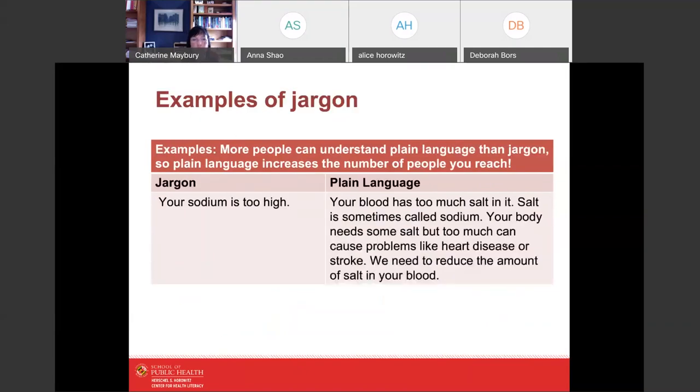Here's an example of jargon, saying your sodium's too high. If somebody's newly diagnosed with high blood pressure, they may not understand what that means. But if we were to write that in plain language, we would say your blood has too much salt in it. Salt is sometimes called sodium. Your blood needs some salt, but too much salt can cause problems like heart disease or stroke. We need to reduce the amount of salt in your blood. So more people can understand plain language than jargon. Plain language increases the number of people that you reach, and that's really what we're trying to do with our chronic disease prevention programs and messages.